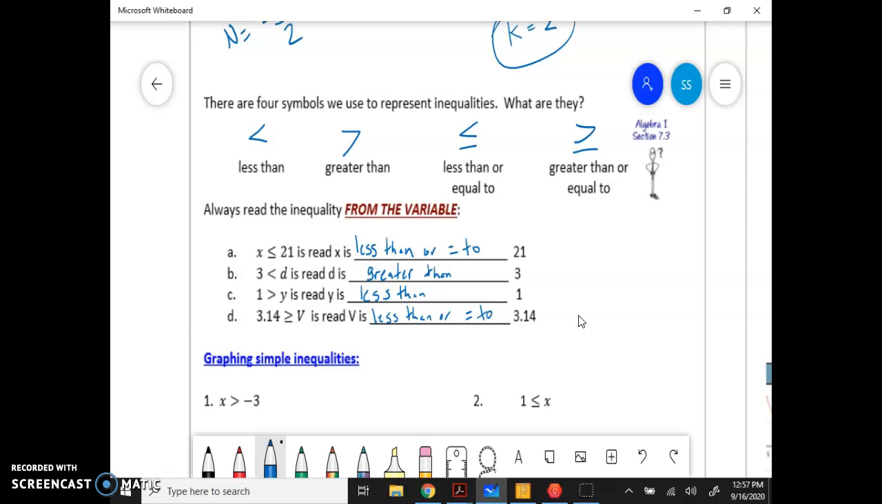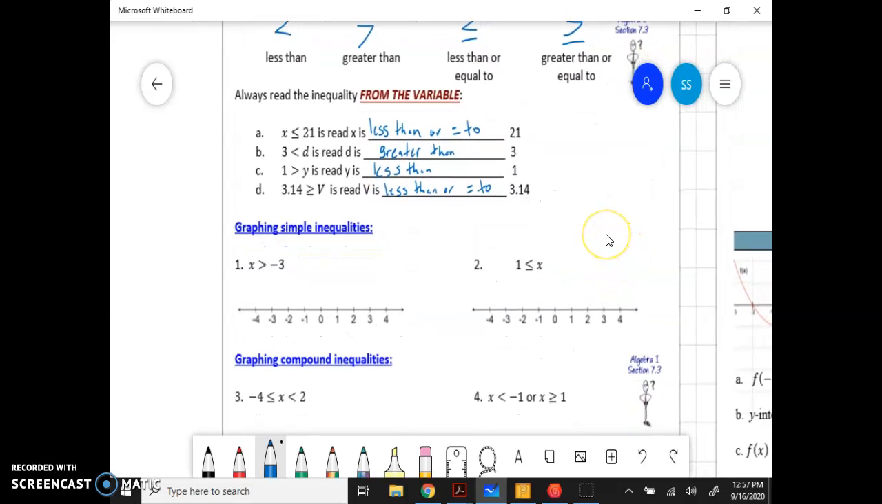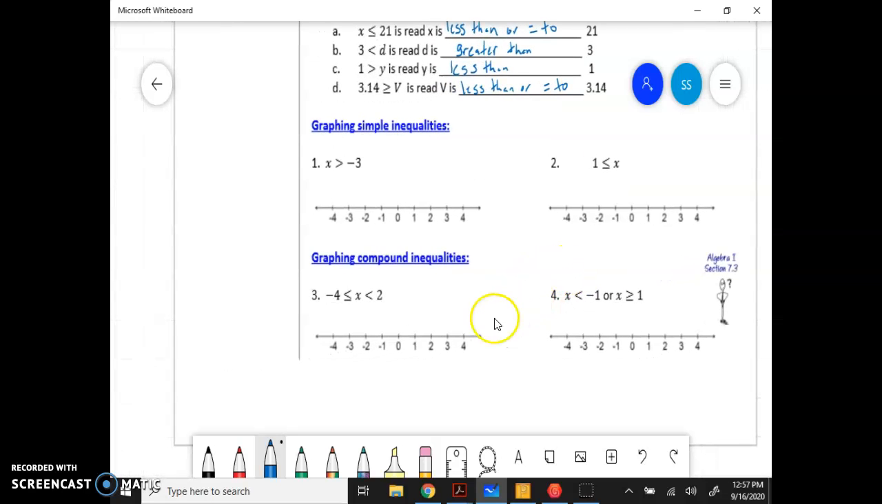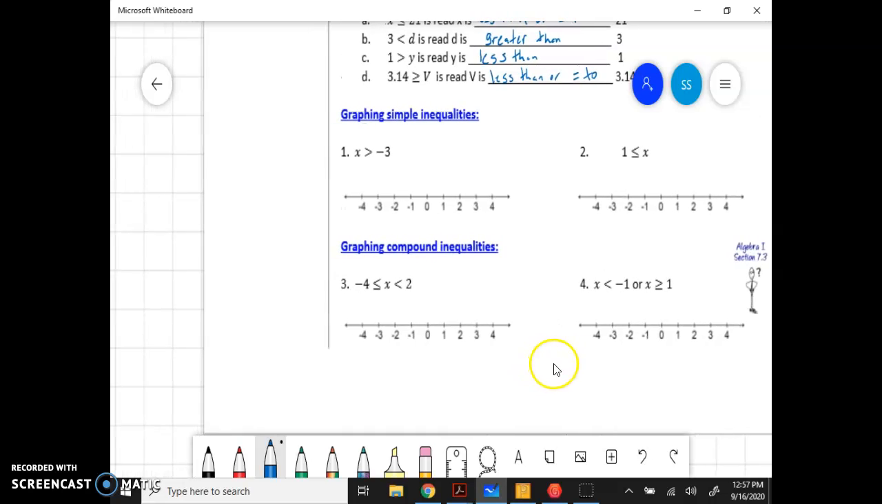This should all be pretty much review here. It seems a little bit elementary, but the easiest way to do this is just remember the mouth wants to eat the bigger number. Okay, so I am going to pause this video on my end. I'm going to put some steps on here to help you solve. I'm going to do the steps for solving this.